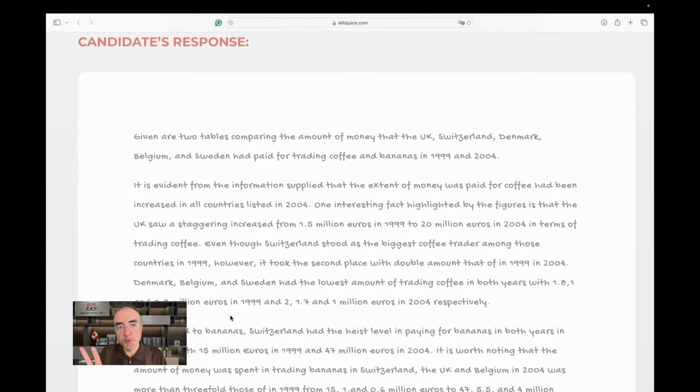Given are two tables comparing the amount of money that the UK, Switzerland, Denmark, Belgium, and Sweden had paid. I don't like past perfect. This is a bad error. Past perfect means they paid before the years 1999 and 2004. We don't have that information. Paid, simple past, forget this. Paid for trading coffee and bananas in 1999 and 2004, like two isolated years, correct.